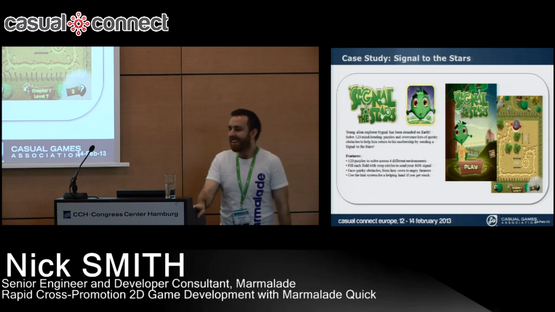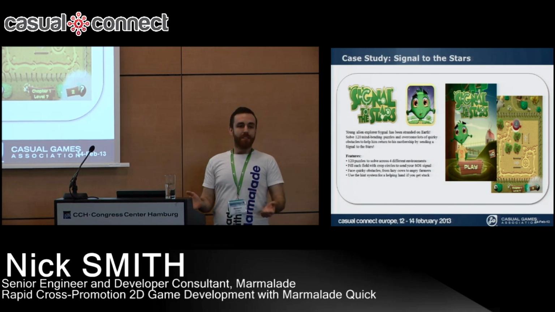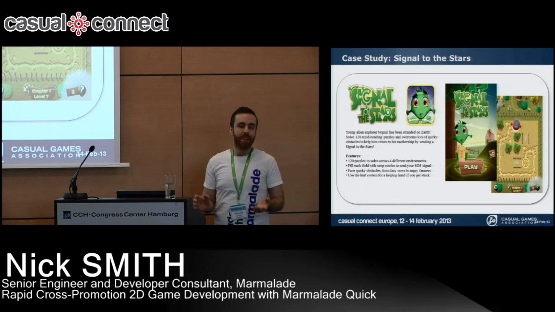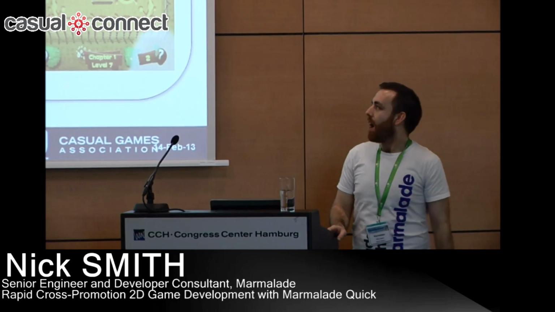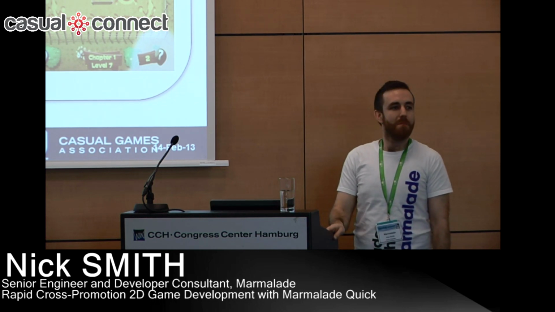That's basically it. If anyone wants to check it out, you can go to our website and download Marmalade as it is today. It has an eval license, so you can run all the tools, you can test on devices, test on the desktop. Quick is just a separate download, you just unzip over the top, and all the tools work out of the box. Signal to the Stars will be up on the App Store sometime in the next week or so. So check it out and tell us what you think.